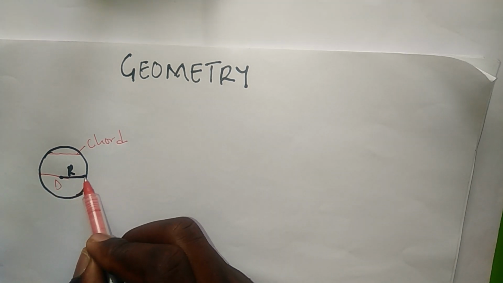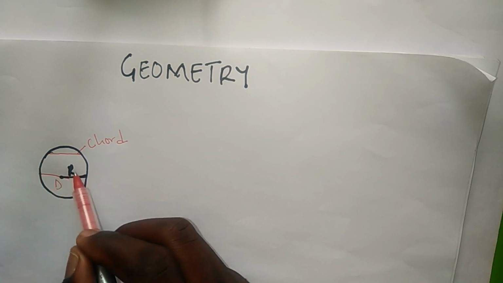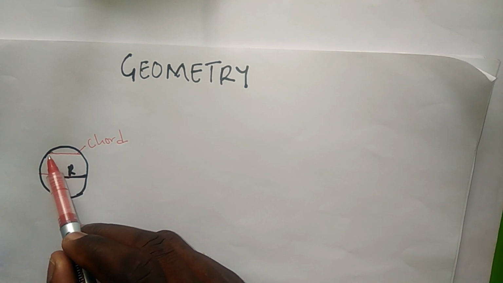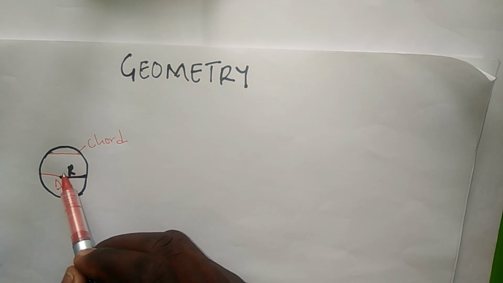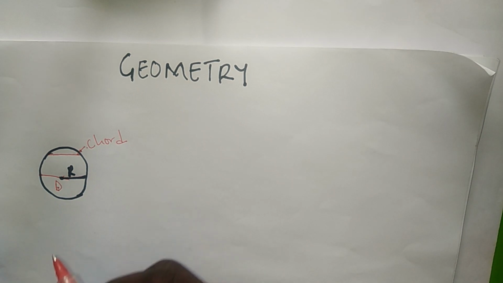Now, if you look carefully, the diameter runs in the middle of the circle to the other side. So it cuts across the circle from the center to the other half. So it's called a diameter. While if a line cuts across the circle but not from the middle, it's referred to as a chord, like you can see here now. Now let's look at some formulas that are involved in a circle.